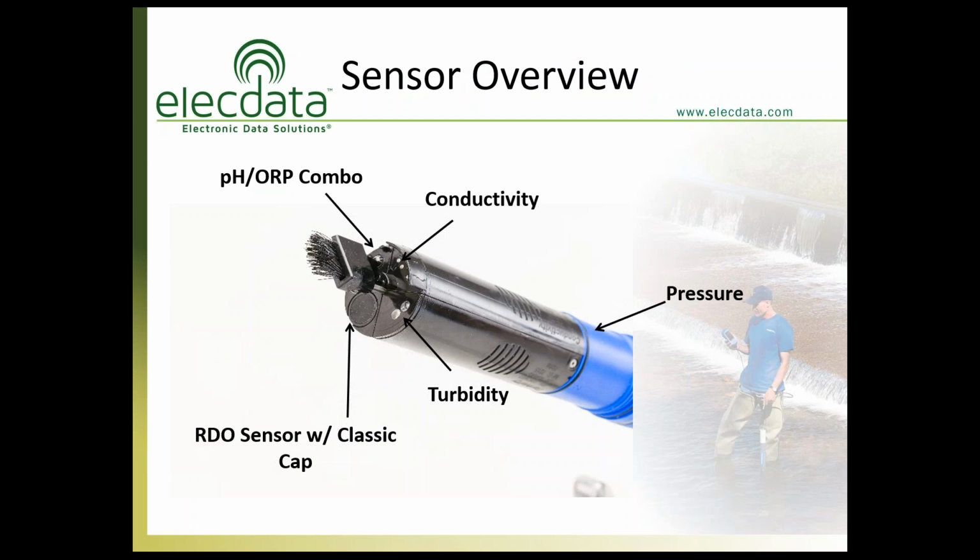Here's a close-up look of the individual sensors on the unit. We'll start at the top with pH/ORP and work clockwise. Flat face conductivity sensor with platinum electrodes. The pressure sensor, if you choose to purchase one with it, so this is the water level and water pressure sensor, is built into the base of the unit. That's something that's specified at the time of ordering.